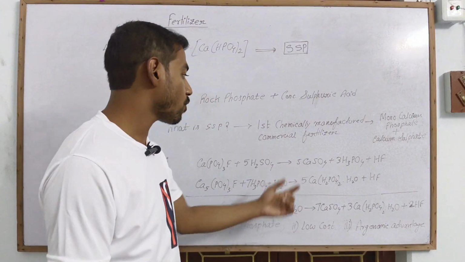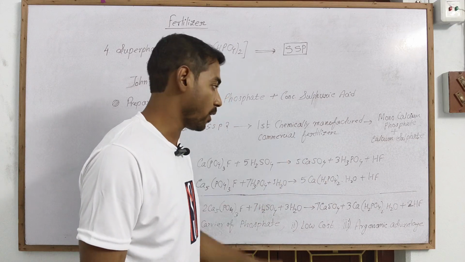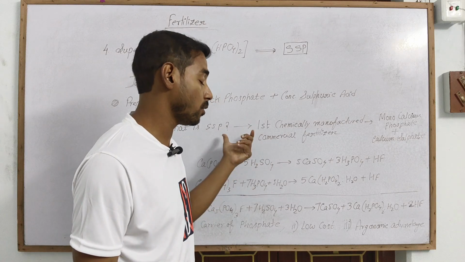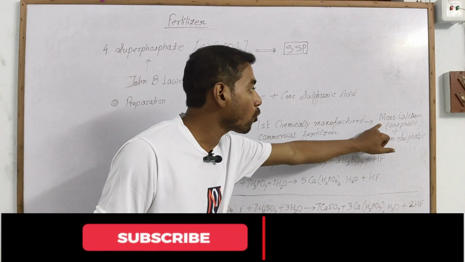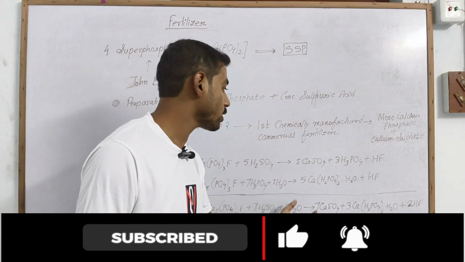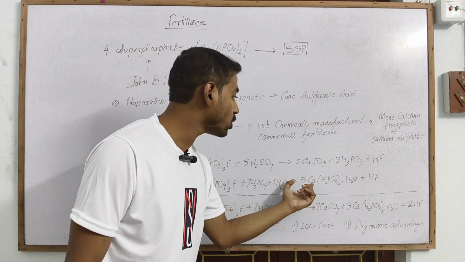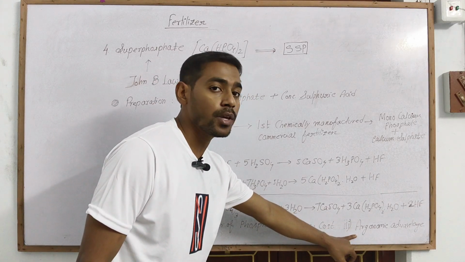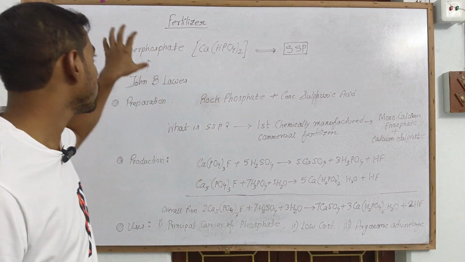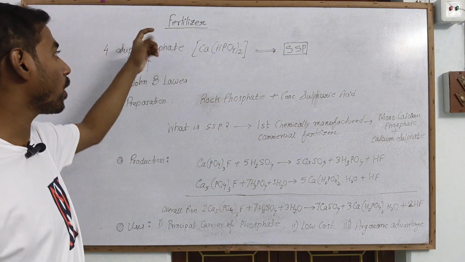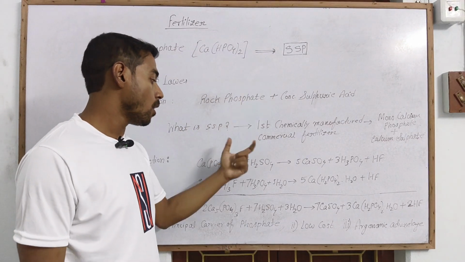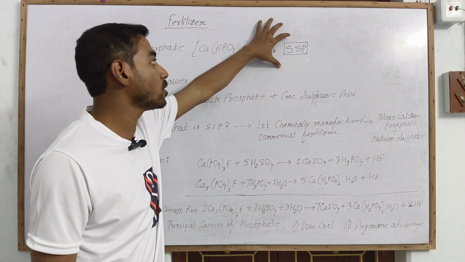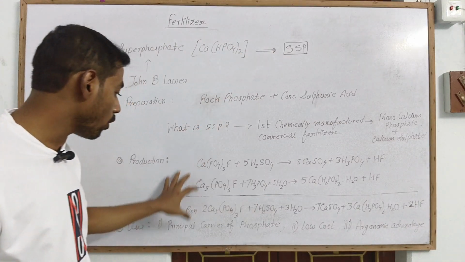And the third one, see the structure of SSP. It contains monocalcium phosphate and calcium sulfate, right? So in SSP we have phosphorus, calcium, and also sulfur, which offer an agronomic advantage. So this is the overall superphosphate. We have already learned what it is, its manufacturing process, the short form, and the overall usages of it.